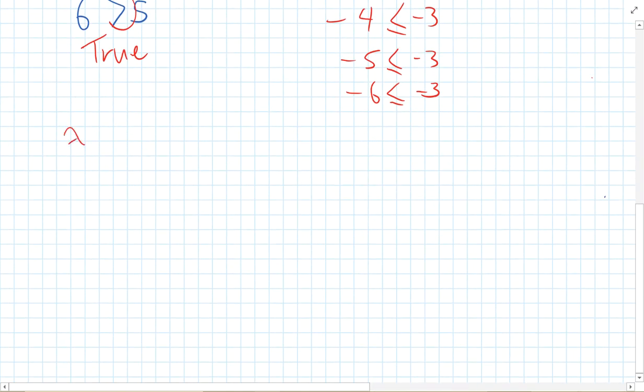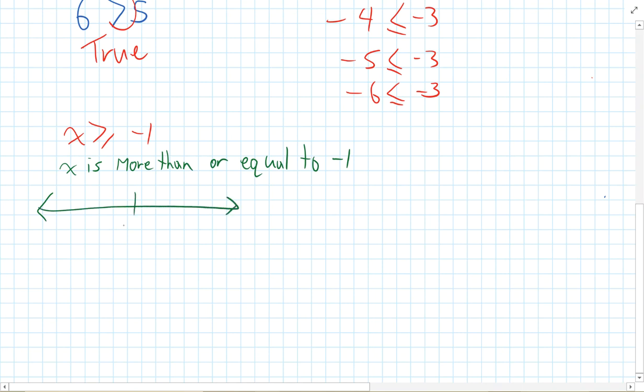So let's say x is greater than or equal to -1. All right, so that's how we draw it. To say it, we say x is more than or greater than. Okay, you can choose your words there. More than or equal to -1. There we go. So again, our boundary point goes in the middle.